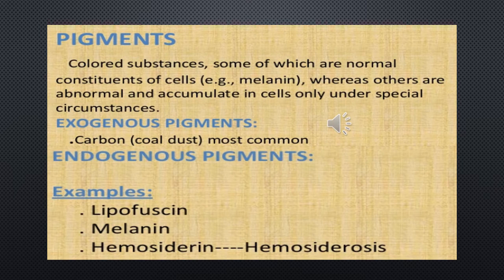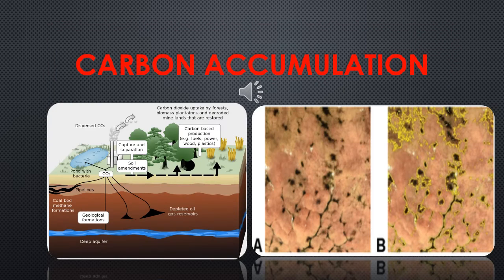Now I am going to discuss accumulation of colored substances in the cells. Colored substances may be endogenous or exogenous. Some examples of endogenous pigments are lipofuscin, melanin, and hemosiderin. Hemosiderins are usually derivatives of hemoglobin. Now another thing we are going to discuss is exogenous pigments. The most common exogenous pigment is carbon. Carbon is one of the common air pollutants.